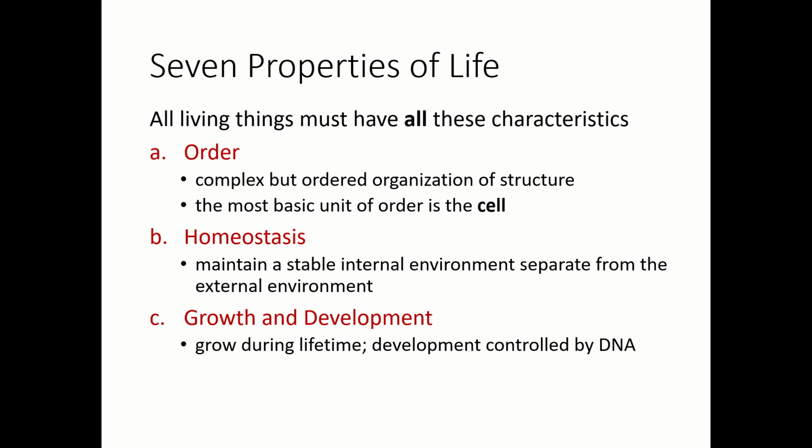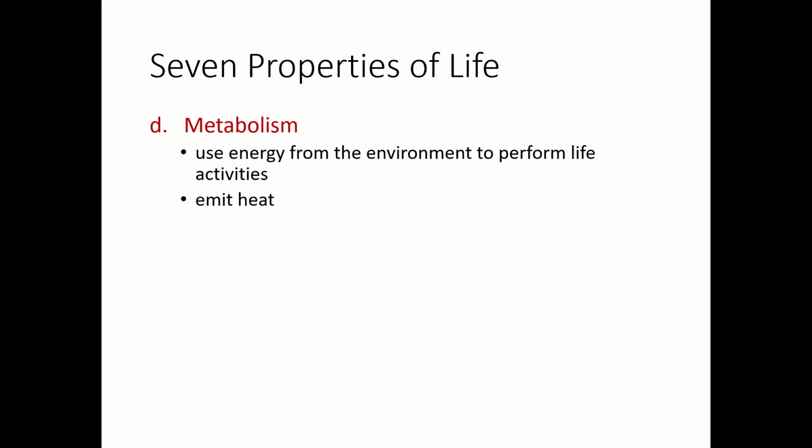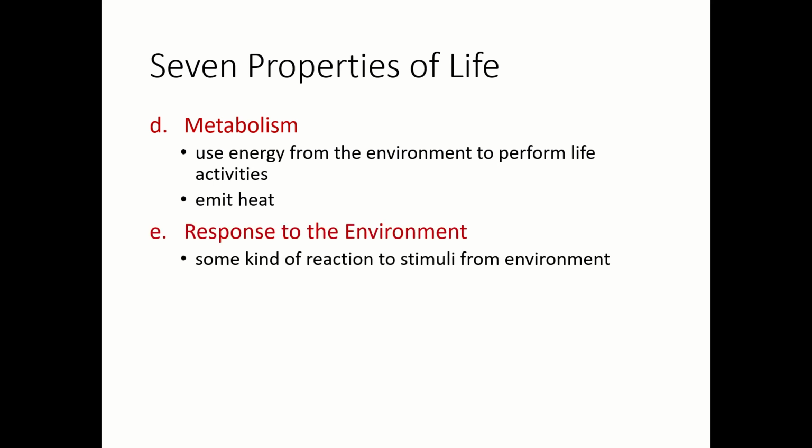Growth and development. All living things grow and develop during their lifetime, and that development is controlled by DNA. All living things have a metabolism, meaning that they use energy from the environment and they emit heat. Almost all living things also emit some kind of waste. For humans, our most basic waste is CO2 plus poop. But all living things at least emit heat.